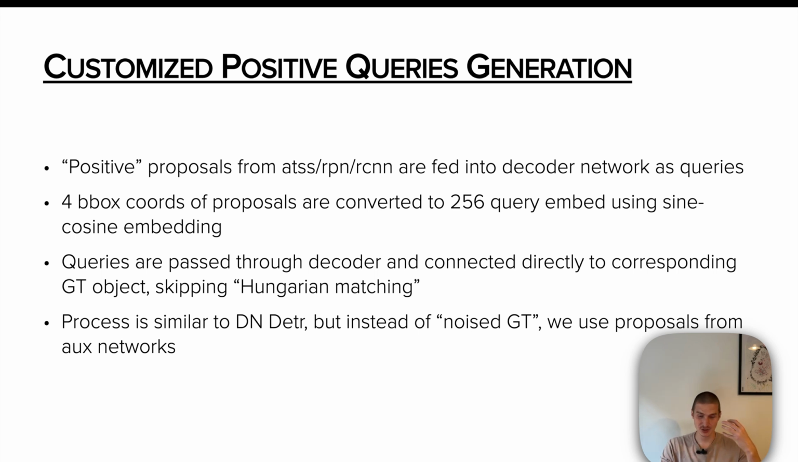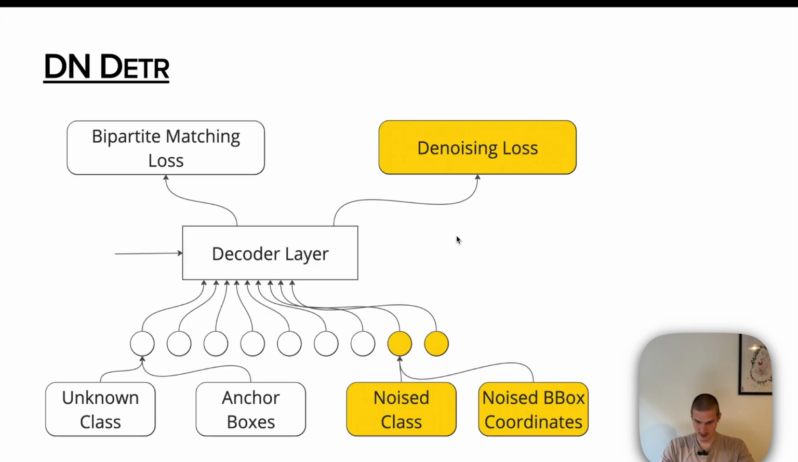The process is quite similar to DN-DETR, but now instead of doing the denoising task, as in DN-DETR, we use proposals from these auxiliary networks. So let me clarify what that means. So this is the scheme for DN-DETR.